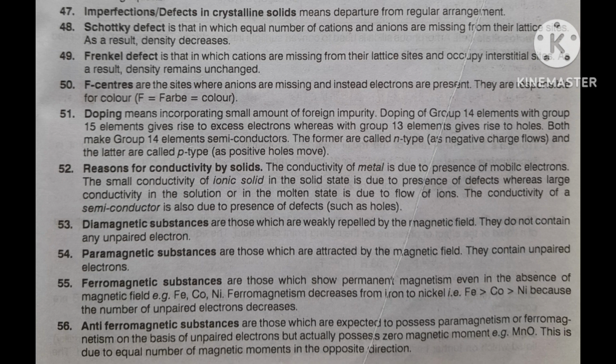Then doping of group 14 elements. What are the elements present in group 14? This is an important thing I am telling you. The elements present in group 14 are carbon, silicon, germanium, stannous, lead. Correct? These are the members of group 14: carbon, silicon, germanium, stannous and lead.